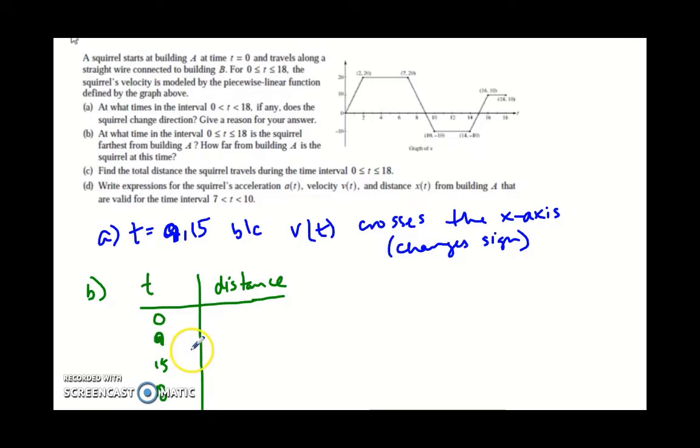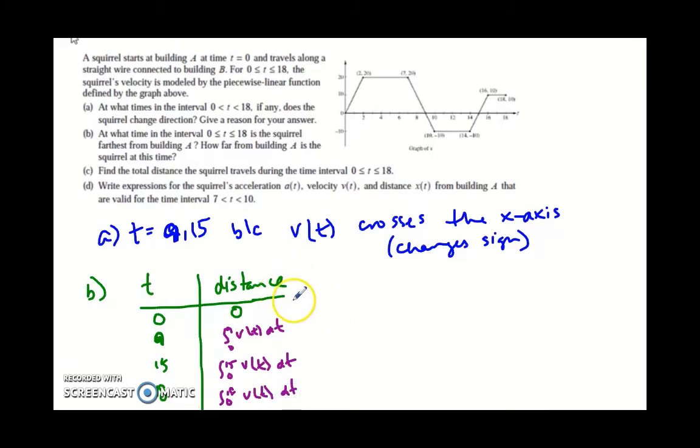So we're told that at time equals 0, this squirrel is at building A. It starts at building A, so this distance is 0. Makes our life a little bit easier, frankly. So then we need to integrate this velocity function on the interval from 0 to 9, on the interval from 0 to 15, and on the interval from 0 to 18.